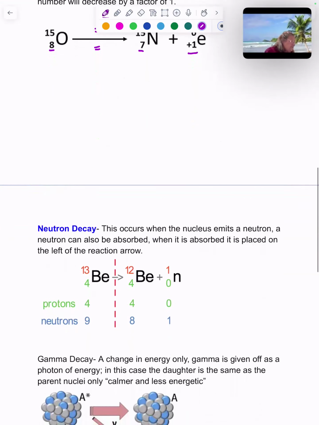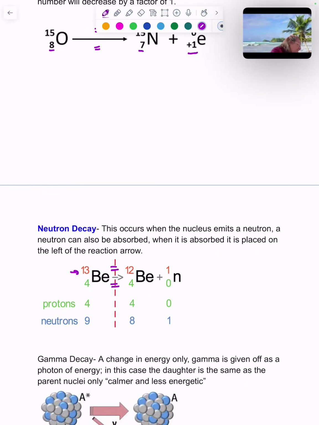Neutron decay is just when you're given off a neutron. The nucleus emits a neutron. The neutron can also be absorbed or it can be released, depending on what side of the arrow it's placed on. If we were absorbing a neutron, it would be on the left of the arrow. So here, once again, the arrow is a big equal sign. 12 plus 1 gave me my original 13, 4 and 4. So we had to have a 0 there.